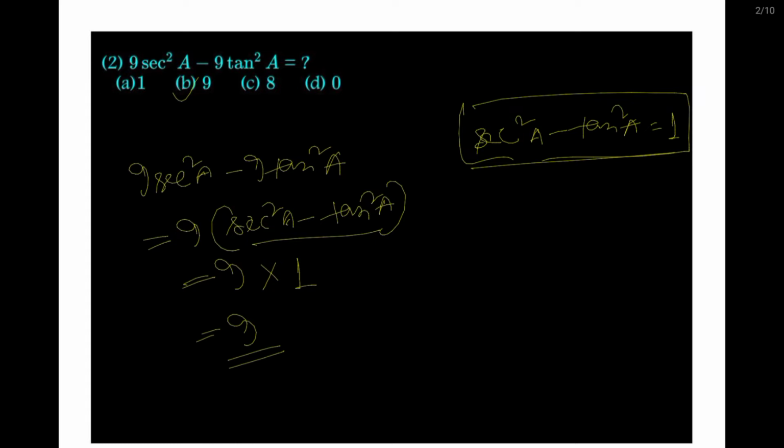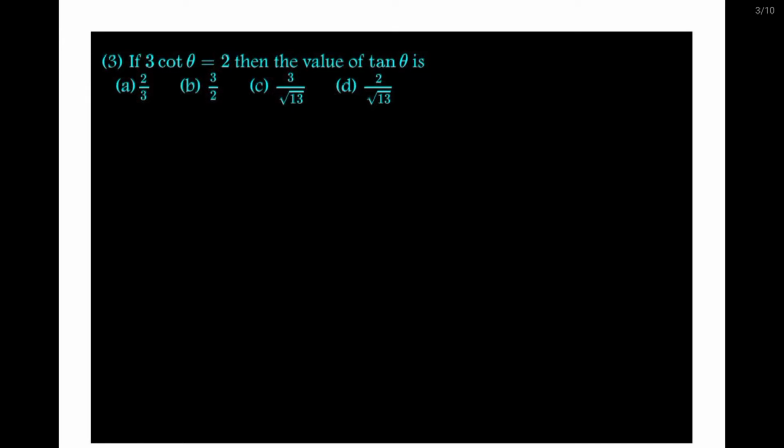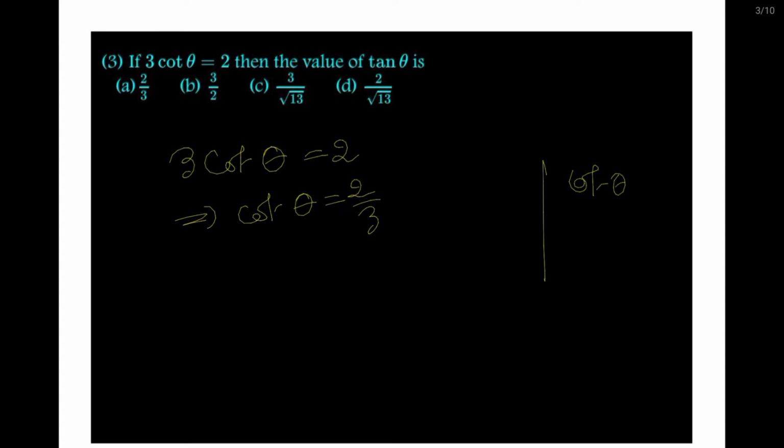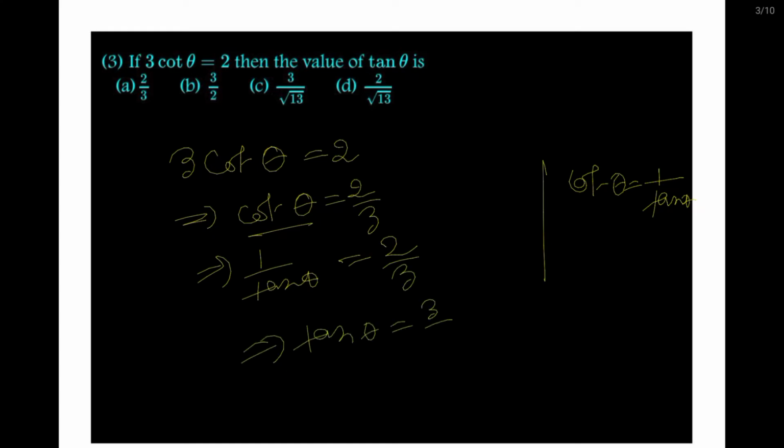Let's move on to the next question, and the question is 3 cot theta is equal to 2, then find the value of tan theta. 3 cot theta is equal to 2. Can we write it as cot theta is equal to 2 divided by 3? Yes. And if we remember, cot theta is equal to 1 by tan theta. So cot theta can be written as 1 by tan theta, so it will be 2 divided by 3. So tan theta will be 3 divided by 2. So this is the answer, 3 divided by 2, option B. So that's all. Let's move on to the next question.